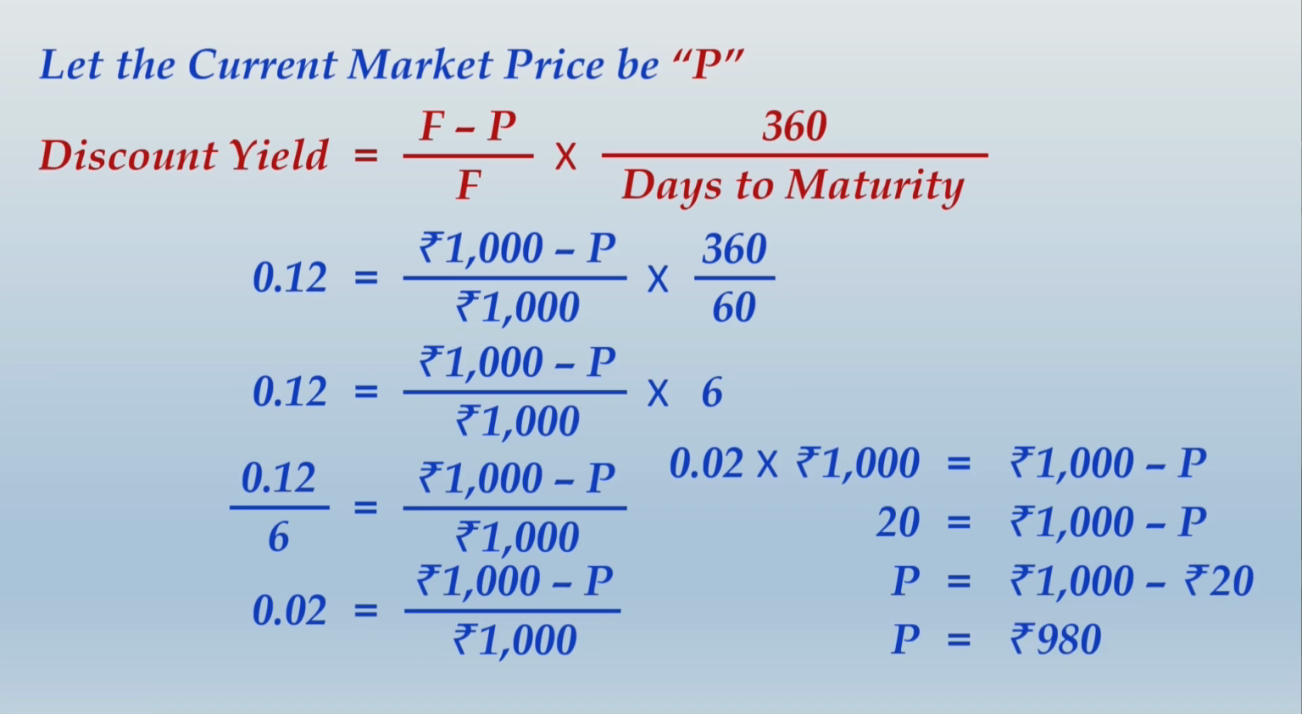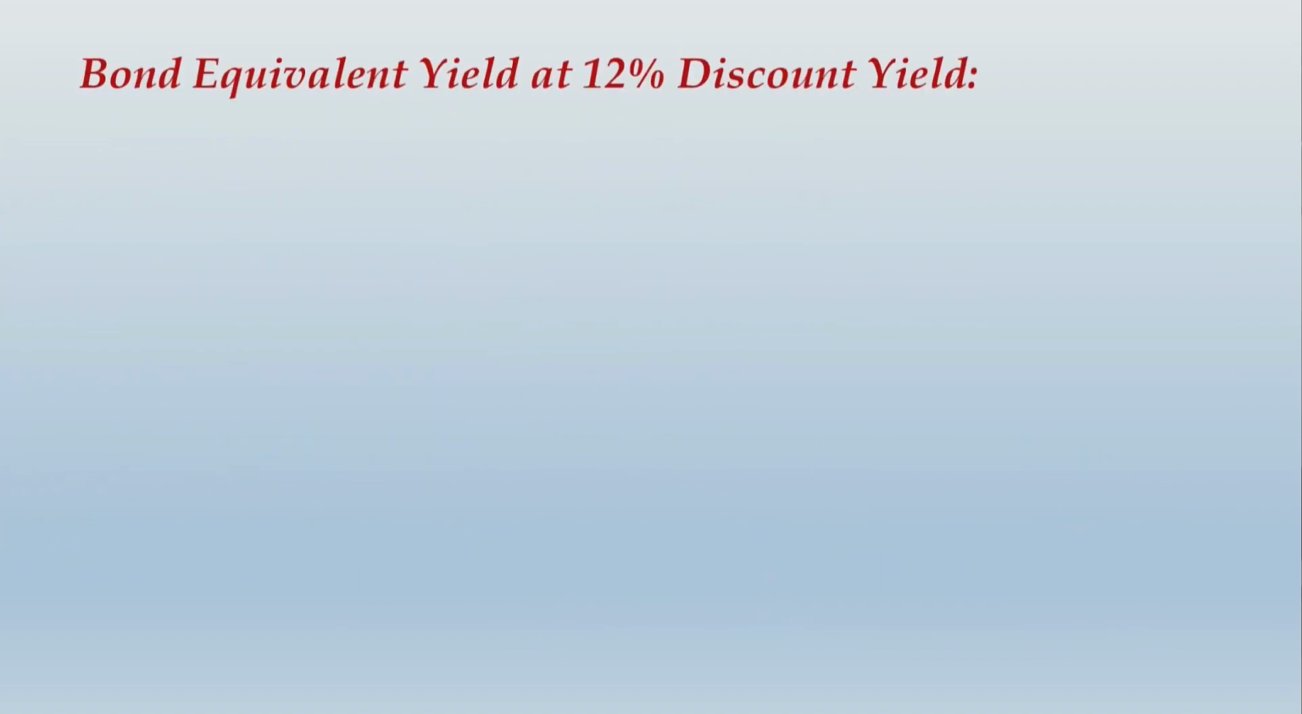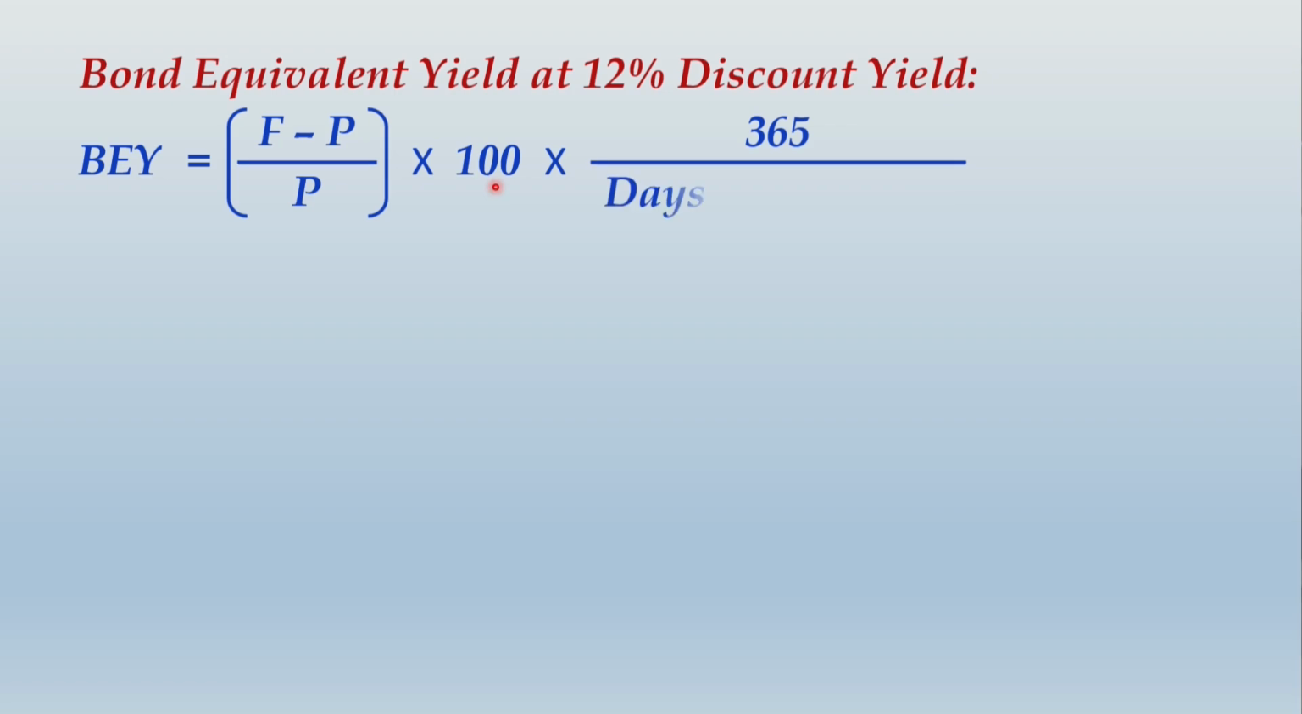Alright guys, if you have completed writing this much, let us move ahead and continue further. Bond equivalent yield at 12% discount yield, how will you compute? It will be (F minus P) divided by P into 100 into 365 divided by days to maturity, because you want to find the annualized yield. But the yield now is not a discount yield, it is going to be bond equivalent yield, where 12% was the discount yield. What will be the bond equivalent yield? That is what we have to find out.